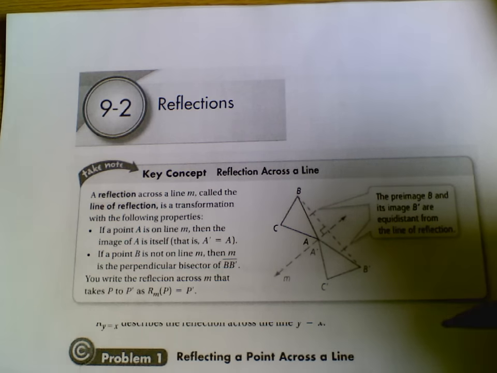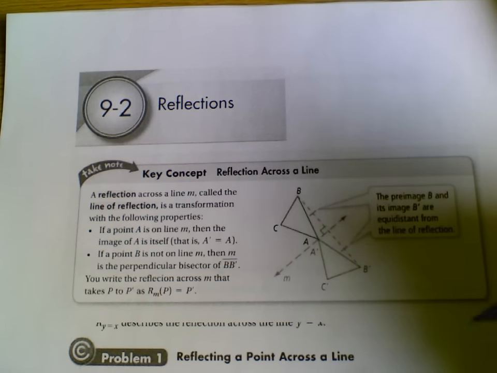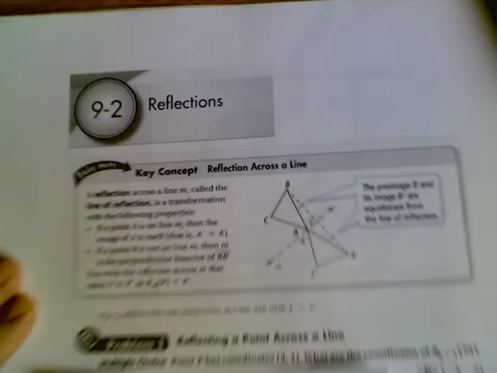So the point is, how many times can I say point? The point is that we want to make sure that we have that equidistance all the way across there. So how would we reflect a figure?